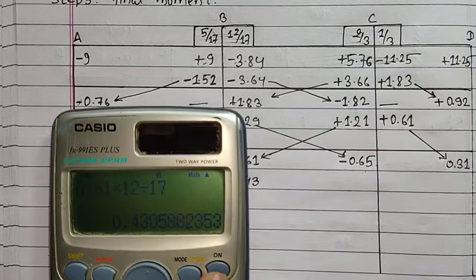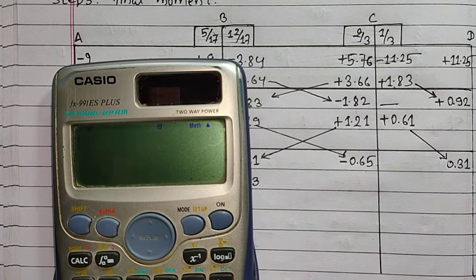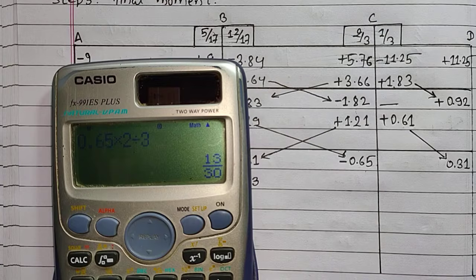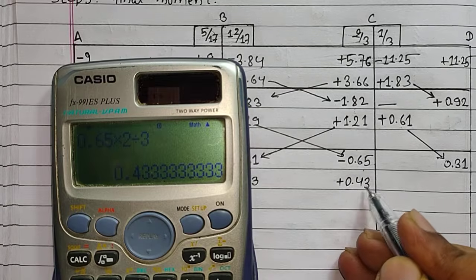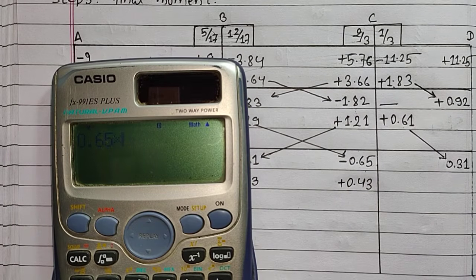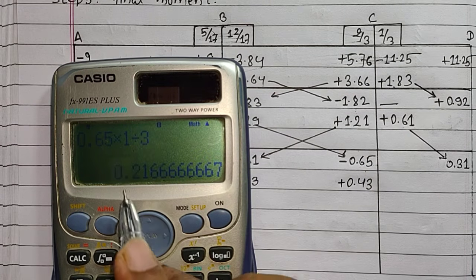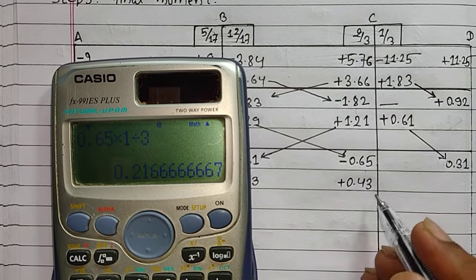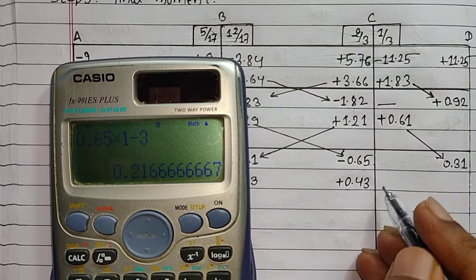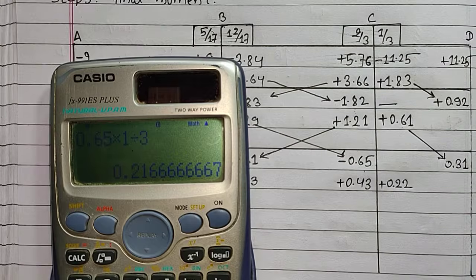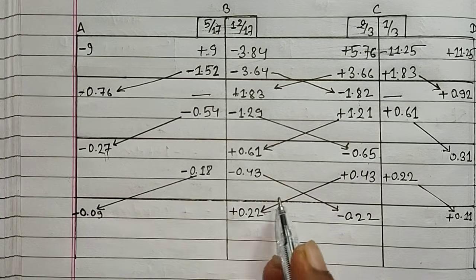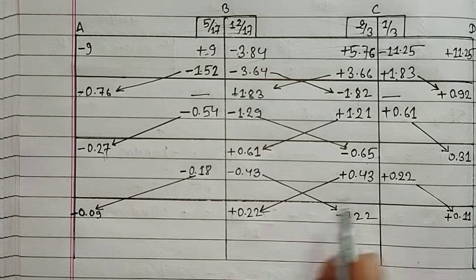Again this is 0.65, so 0.65 into 2 by 3, 0.65 is multiplied with 2 by 3, and we have got here 0.43, and that is negative, so it's positive 0.43. Again 0.65 into 1 by 3, and this is going to be 0.217, so it is going to be positive, on round off we will have 0.22. Now bring the half value here, half value here, half value here, and half value here.